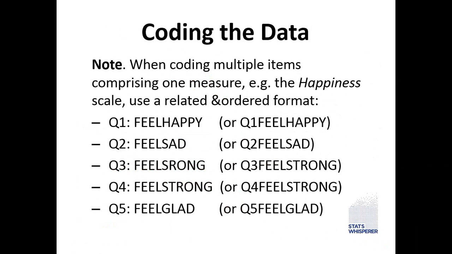So in our database, in the last 7 days, have you felt happy? Right? So that's feel happy. Then in the last 7 days, have you felt sad? Right? That's feel sad. So you can see for all 5, there's the common term feel, so we know that they all go together. Right? Or you can even put the numbers in there too. Right? So it's Q1 feel happy, Q2 feel sad. Right? So you could tell they're a set.